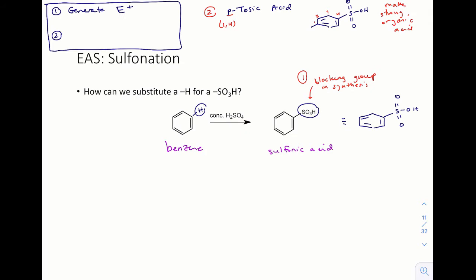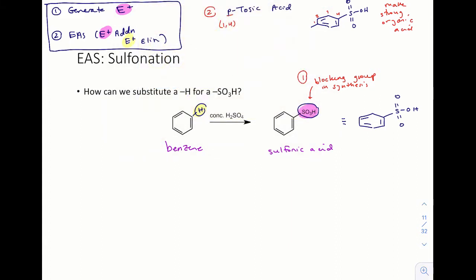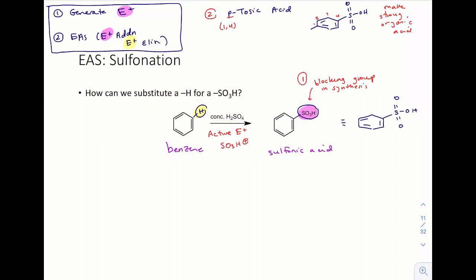The overall mechanism will proceed via this two-step pathway where the active electrophile is generated, and then there is an electrophilic aromatic substitution, where that electrophile adds to the ring, and then a different electrophile, usually a proton, is eliminated. So the one that's generated adds, and then whatever was on the ring in the position that the electrophile added to, that is eliminated. The active electrophile in this reaction is SO3H+.